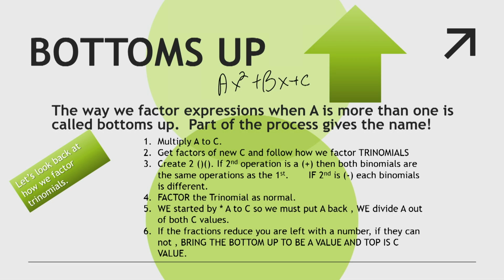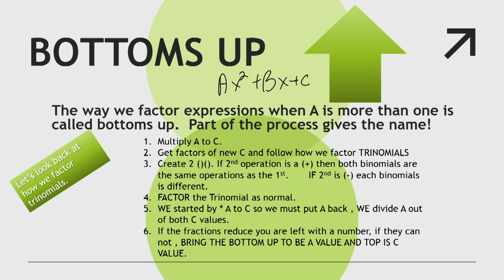We always want to make sure that we look back at how we factor our trinomials and take that with us. So when I get to the bottoms up portion, I am going to take my a and multiply it into my c. I'm going to get the factors of my new c and then follow how I factor those trinomials. I'm going to create two binomials. If the second operation is plus, we know what to do. If the second operation is subtraction, we know what to do. And then I'm going to factor my trinomials as normal.